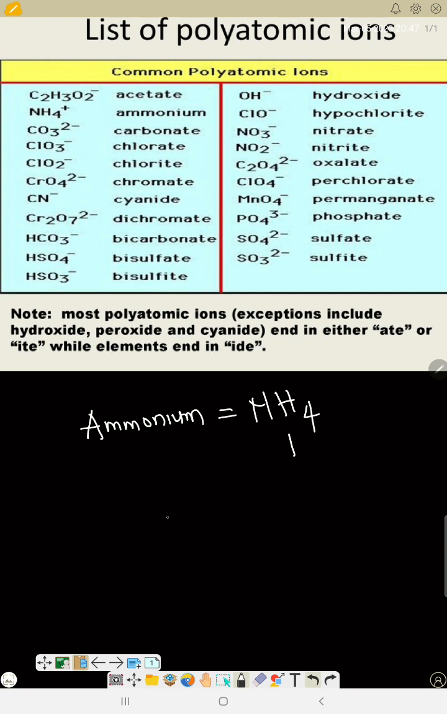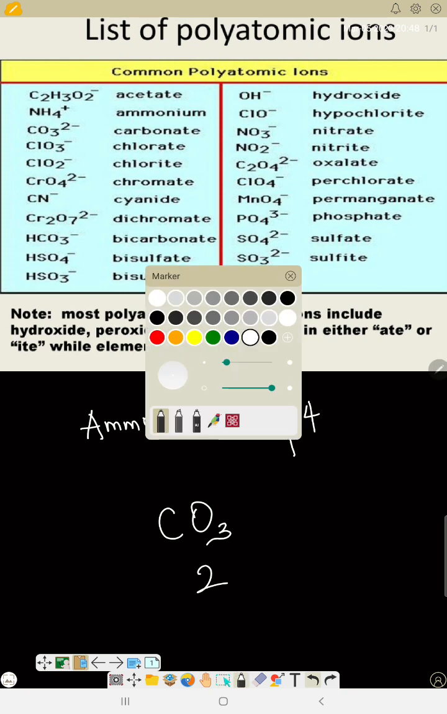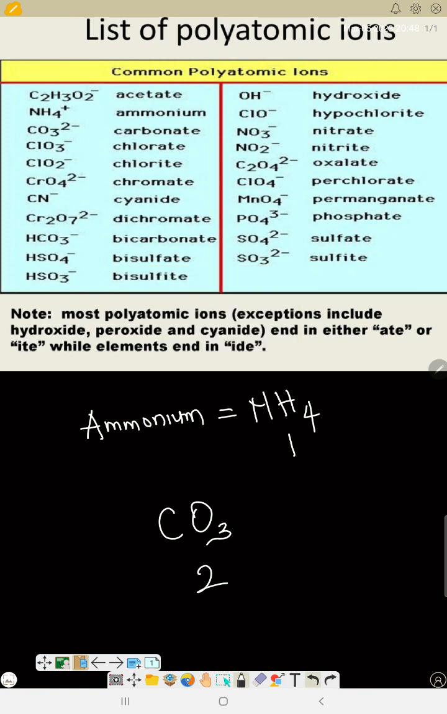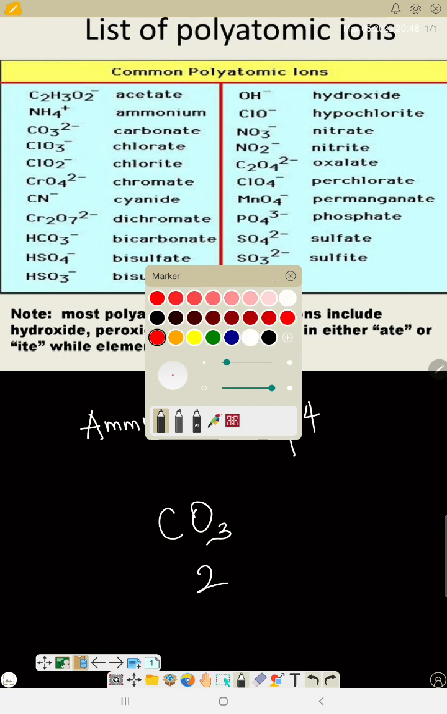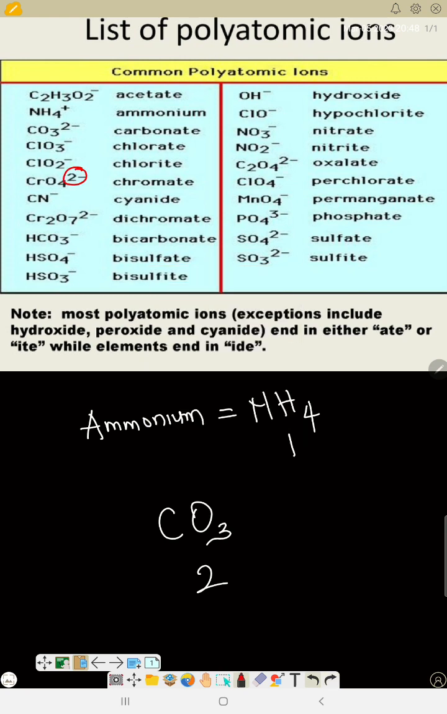So if you hear carbonate, that is CO3, you should know the charge will be 2 minus, so the valency will be 2. Remember, valency is always positive. So all these polyatomic ions you see here, all the charges you see on top will stand for their valency. For example, chromate, you see that the charge on top is 2 minus, so that means the valency will be 2.